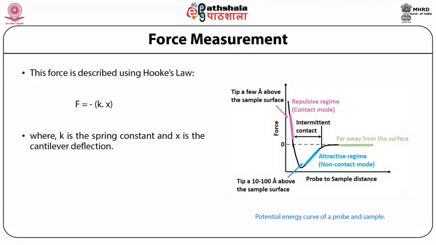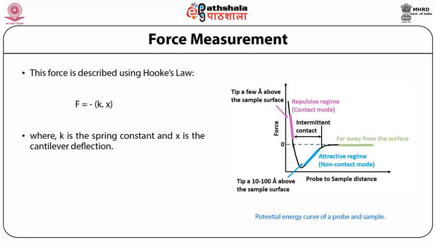In the contact mode, the cantilever is less than a few angstrom away from the surface of the sample, and the interatomic force acting between the probe and the sample is repulsive. The magnitude of this repulsive force increases as the probe begins to contact the surface, and at a later time it causes the cantilever to bend up.